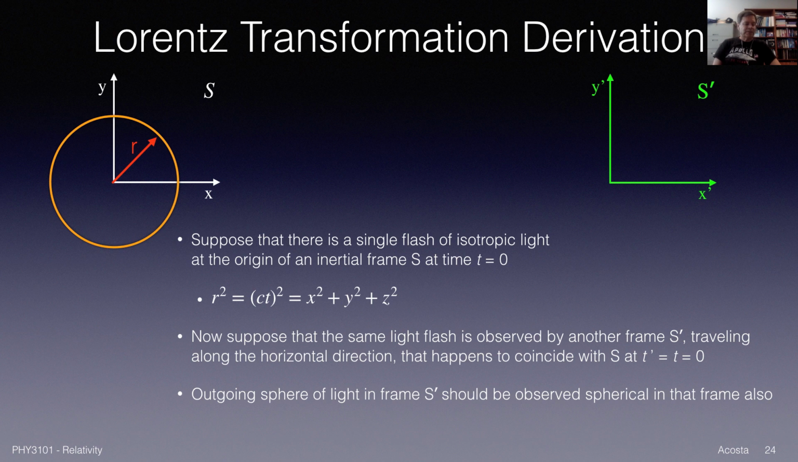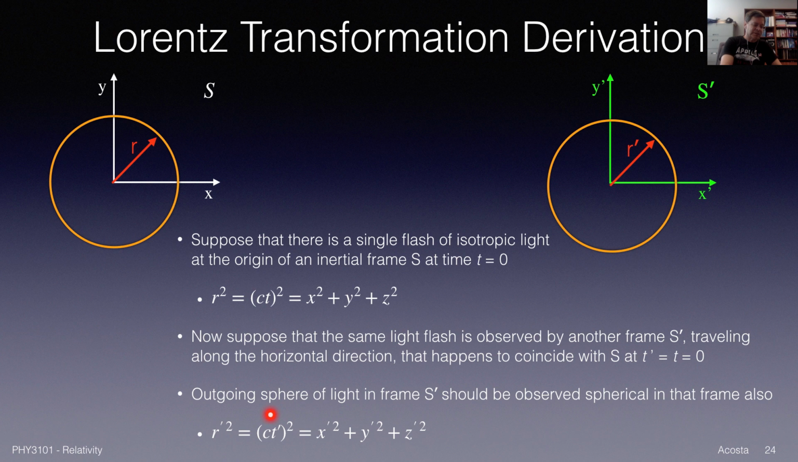Well, by Einstein's postulate that the speed of light is always a constant, the outgoing sphere of light as seen in frame S prime, which remember was coincident at time t equals 0 with the first frame, should see an expanding sphere of light in its frame as well. So if I illustrate that, we see an expanding sphere of light in its frame, even though it was moving relative to the first frame. It sees the exact same phenomenon, an expanding sphere. And it will have its own radius r prime, related to the speed of light times the time in its frame, ct prime. That quantity squared is r prime squared, and that's related to the sum of x prime squared plus y prime squared plus z prime squared.